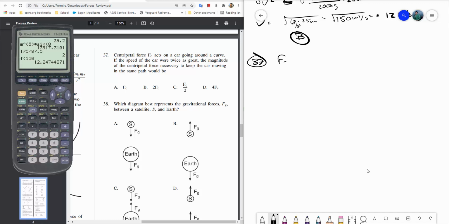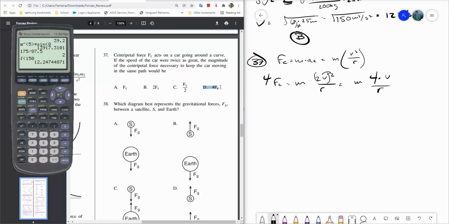So, centripetal force is equal to mass times acceleration, which is equal to mass times the velocity squared over the radius. If you double the speed, you're going to distribute the square: 2 squared is 4. So that's going to be 4 times mv squared over r, which means you're going to have 4 times the centripetal force to keep you on the track. The answer is D. 38.